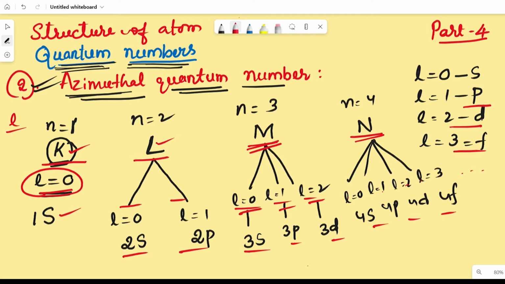So this is all about the angular momentum quantum number, the azimuthal quantum number. Then there are the shapes of orbitals, how the shape of the orbital will change, and how many electrons will be present in each subshell. I will explain all the topics, okay? Don't get tension.